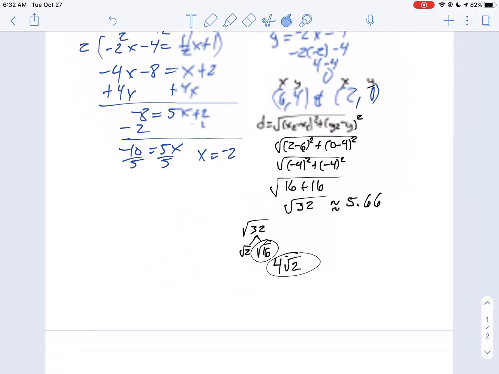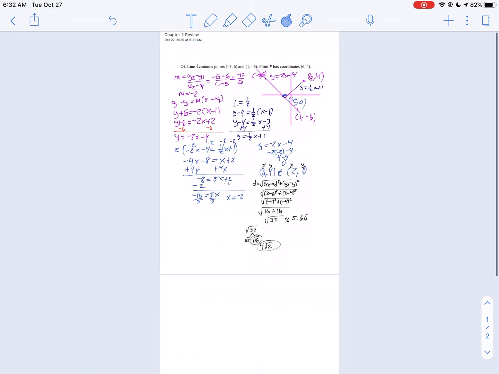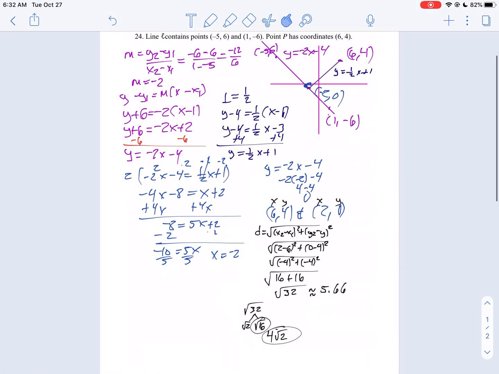So, reviewing. We need to find the equation of our line. We need to find the equation of a line perpendicular to it. And after we get our two equations, we set them equal to each other. That'll help me solve for x. Substitute x back into one of your equations. It doesn't matter which one, and you'll find the y coordinate. Now you'll find the distance between these 2 points using your distance formula. If the directions say round it, use a calculator. If the questions say give the exact answer, then simplify that radical.